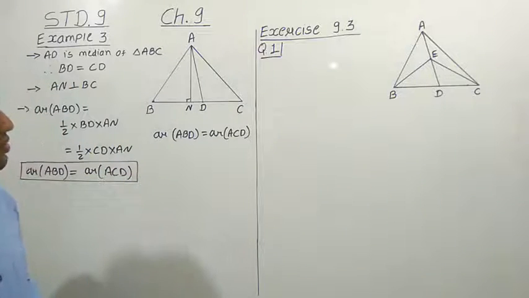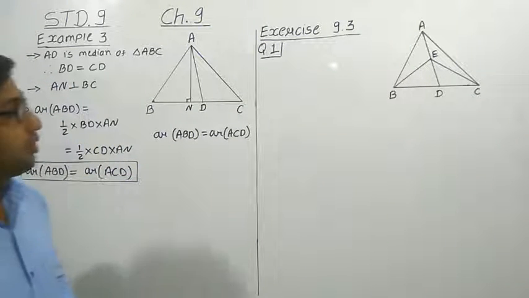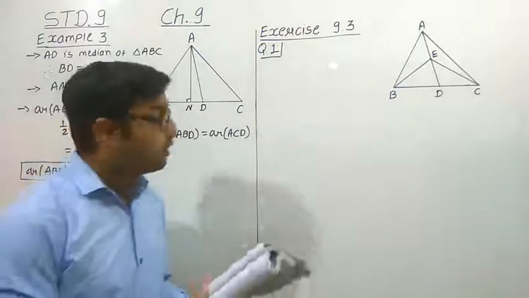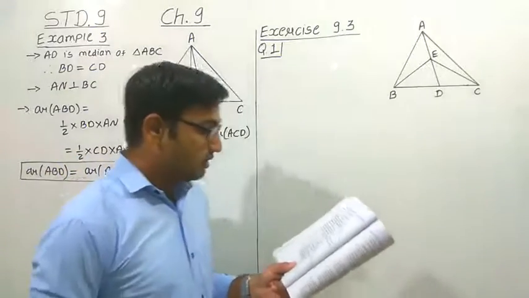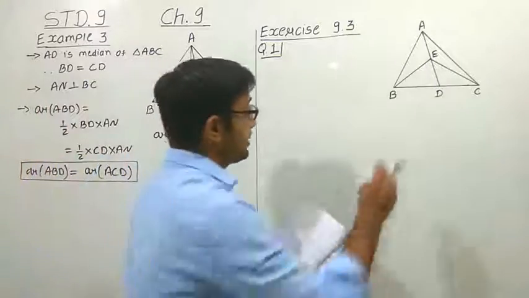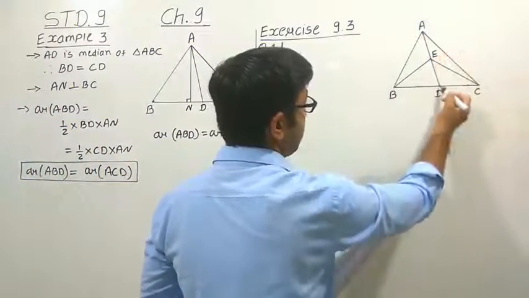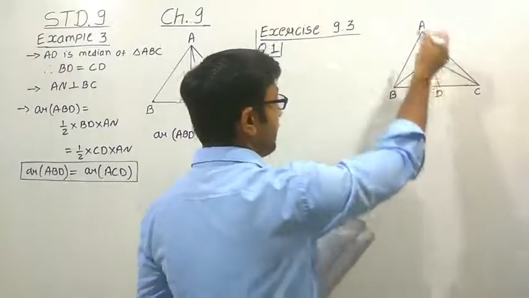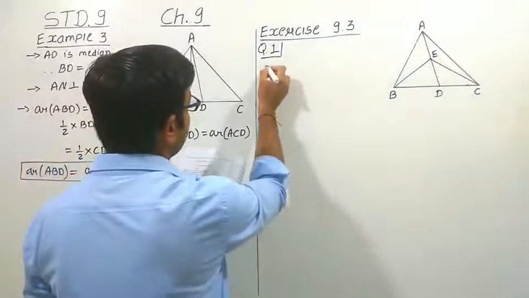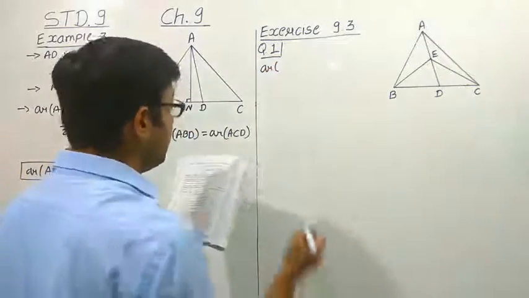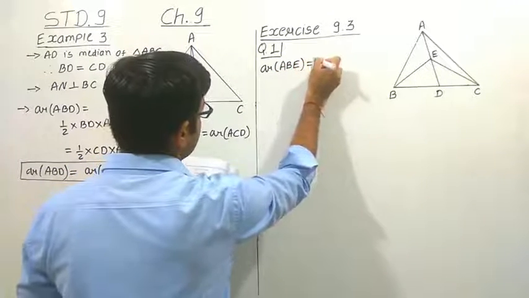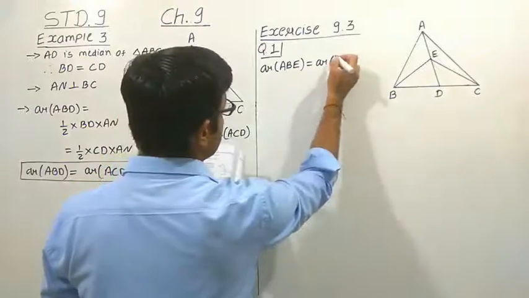So let us solve the first question, that is exercise 9.3, question 1. Here we are given a triangle, in which E is any point on median AD of triangle ABC. So that is a triangle ABC, AD is the median and E is a point anywhere on this median. So what do we have to prove here? We have to prove that area of ABE is equal to area of ACE, right?